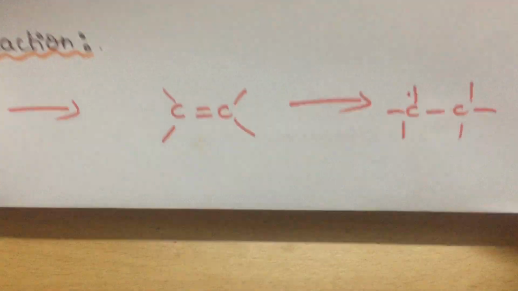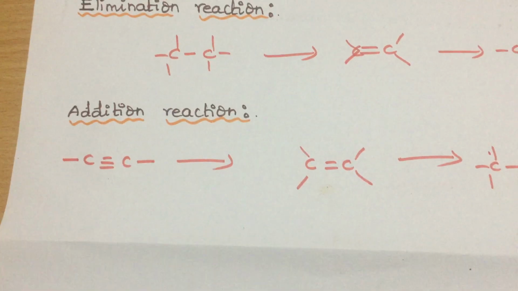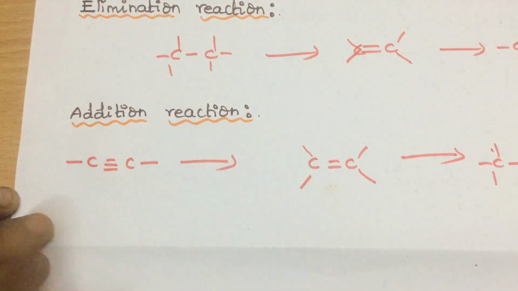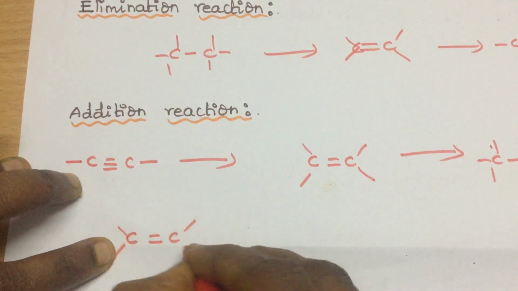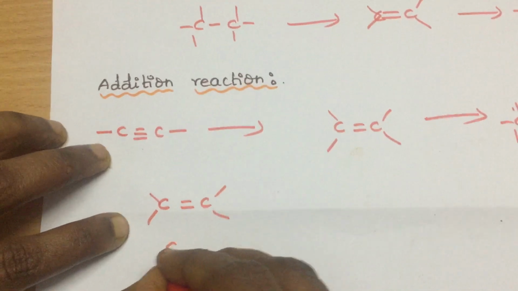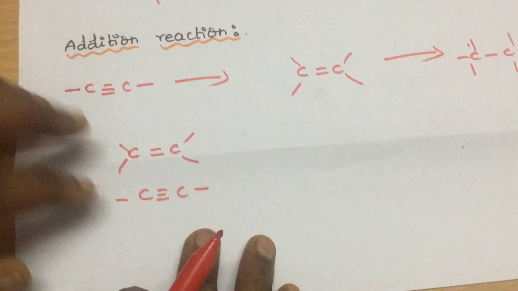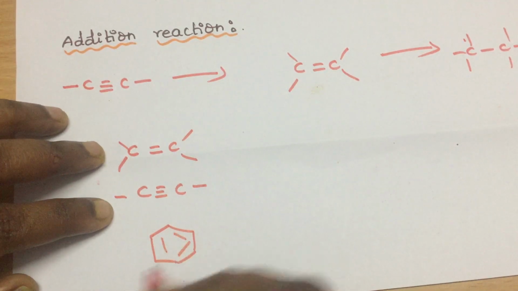So what are the reagents you can add against a carbon-carbon double bond or a carbon-carbon triple bond? You need an unsaturation. For an addition reaction, what is very important? You need either a carbon-carbon double bond or a carbon-carbon triple bond. So you have to make sure addition reaction will not happen in an aromatic ring.